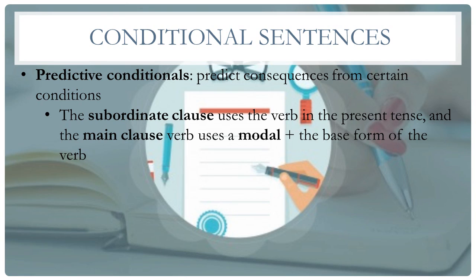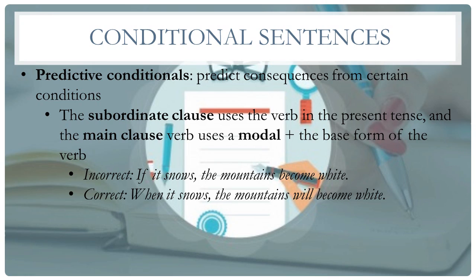So the incorrect, if it snows, the mountains become white. Correct, when it snows, the mountains will become white. So here we have snows as the present tense in the subordinate clause, and the modal will with the base form of become in the main clause.